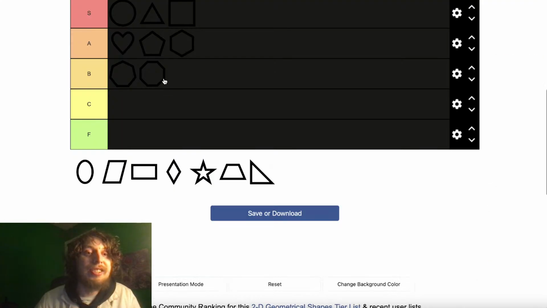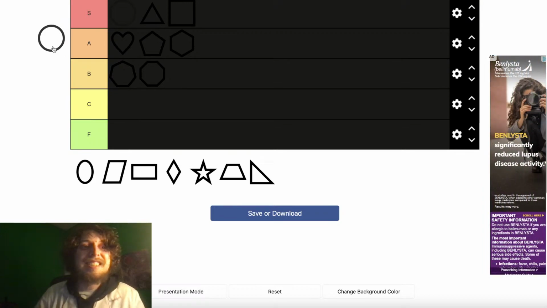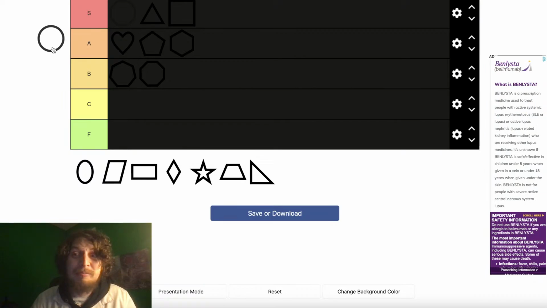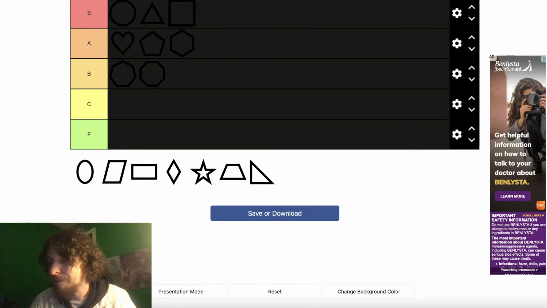Wait, maybe that was. Maybe this isn't a circle. Maybe this is a 65,537-gon. We wouldn't be able to tell the difference. So, okay, circle's back in S tier. No, yeah, go to the front of the line, circle. Oh, you could even sort them in the tier, but they're unsorted in the tier for now.